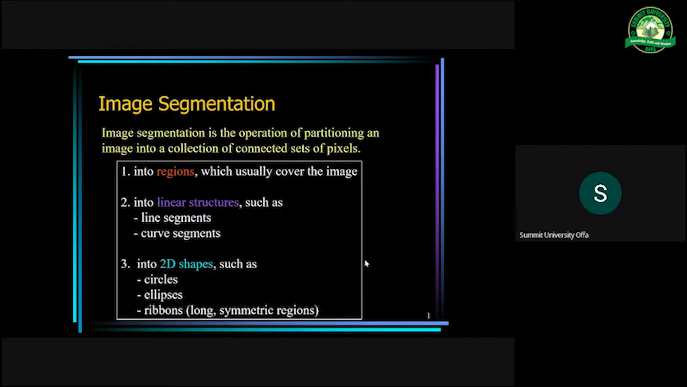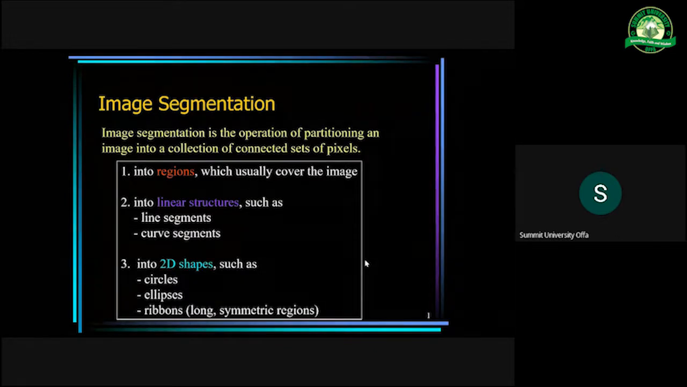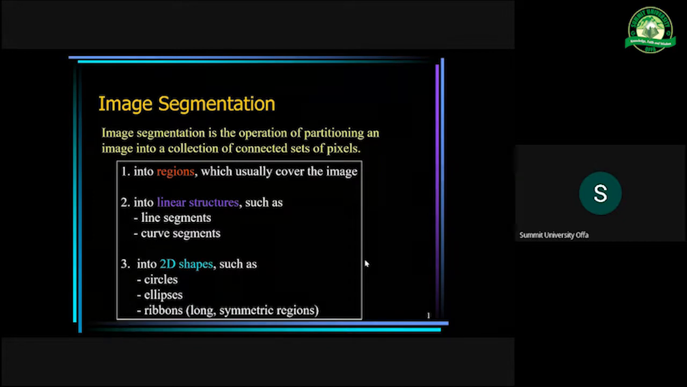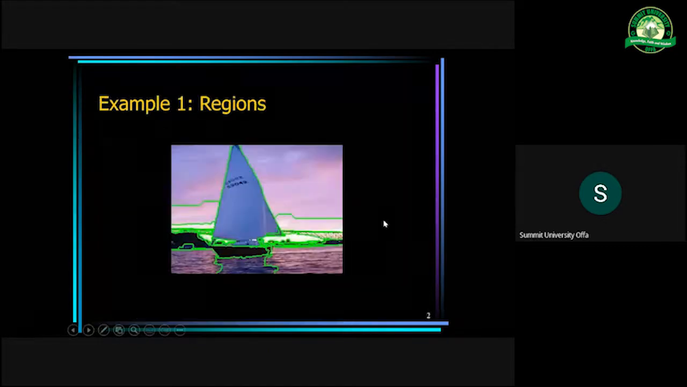Segmentation, or what is called image segmentation, is the operation of partitioning an image into a collection of connected sets of pixels. That is, you may segment an image into regions, which may cover the whole of the area, or into linear structures, such as lines or curves, or the third one has to do with 2D shapes, such as circles, ellipses, and ribbons. What exactly do we mean?